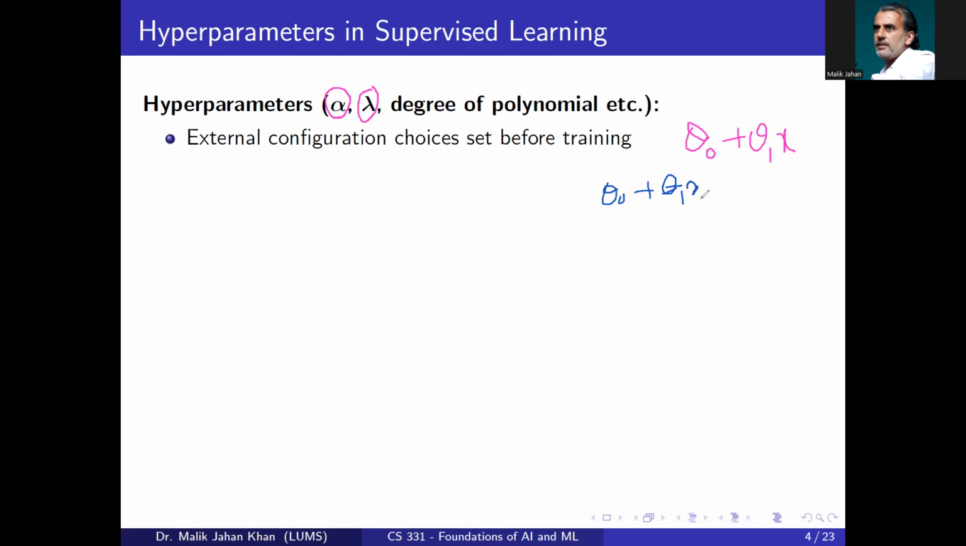Apologies for the poor handwriting. Plus theta 2 x square. And there could be so many other possible candidates, like theta naught plus theta 1x plus theta 2x square plus theta 3x cube and so on. So this degree of polynomial has to be decided before the training process starts, because we don't learn the hyperparameters during the training exercise.